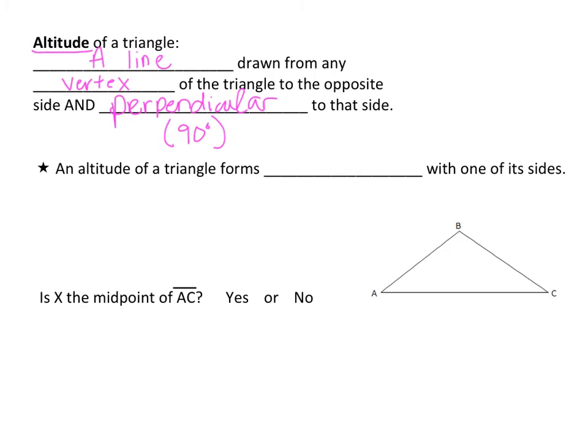So when you draw that in, if we look at our triangle ABC, the altitude, let's say we start with vertex B, our altitude, we can draw a line to the opposite side so that it hits at a 90-degree angle. Remember, that makes two 90-degree angles. So up here, an altitude of a triangle forms two right angles with one of its sides.